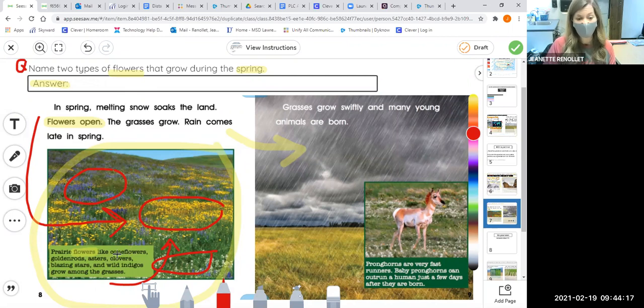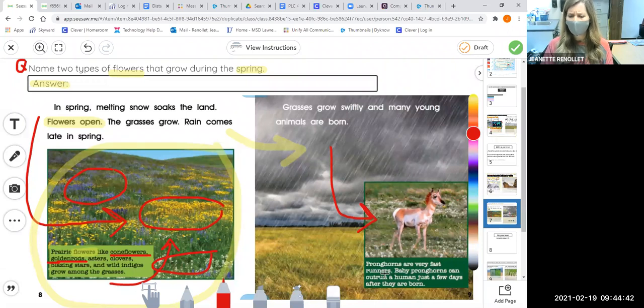So I'm just going to pick 2. I'm going to pick coneflowers and goldenrods. Those are the 2 that I'm going to put in my answer. Let's finish exploring our text. Grasses grow swiftly and many young animals are born. Oh, I noticed a text feature that's helping me understand that as well.